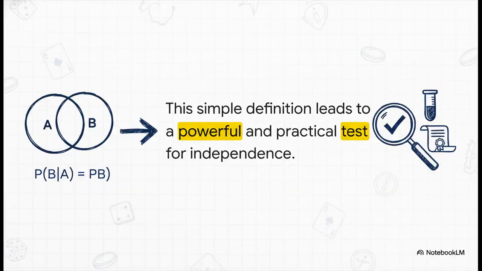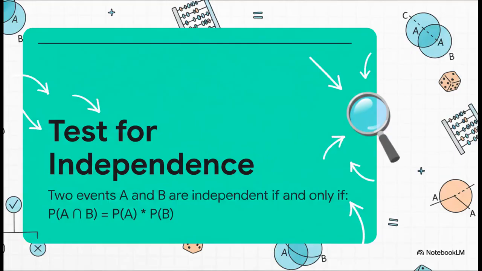And this simple idea gives us a really practical, really powerful way to check if two events are truly independent of each other. And this is the big one. This is the test you'll use all the time. Two events are independent if and only if you can just multiply their individual probabilities together to get the probability of them both happening. It makes perfect sense if you think back to the multiplication law. If P of B given A just equals P of B, the formula simplifies to exactly this.